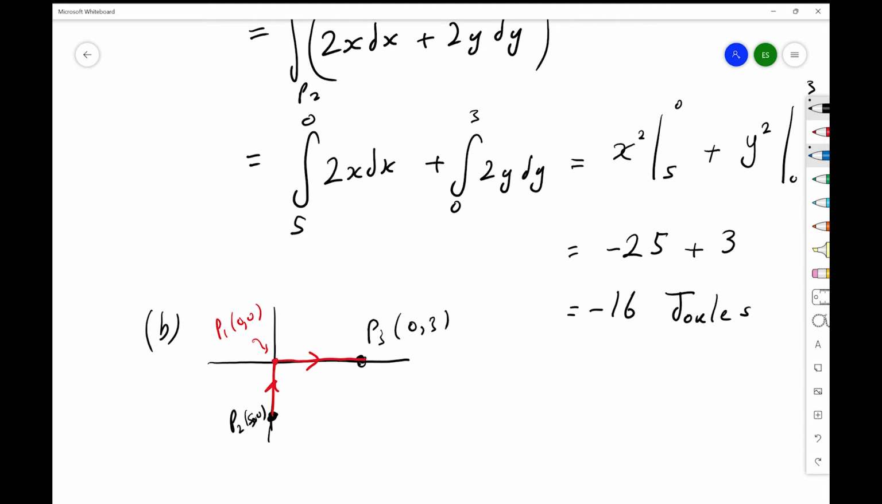Well, we have two linear segments, right? Because we have two segments, we can divide the integral into two parts. This is a basic property of any integral. You can subdivide it over subintervals. So the whole integral can be written as the integral from P2 to P1 of F dot dl plus the integral from P1 to P3 of F dot dl.